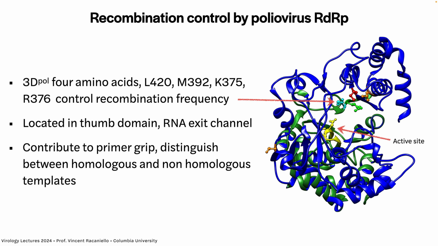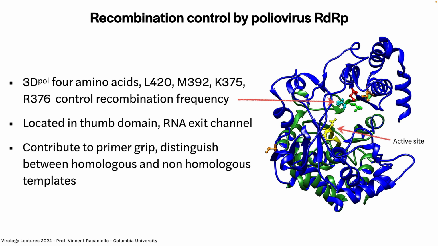So we think that these amino acids in their wild type state allow the virus polymerase to distinguish between whether the right RNA is there or not. And so you end up with a base level of recombination frequency. And if you change those amino acids, you can decrease the recombination frequency. So we'll see some implications of this later on.